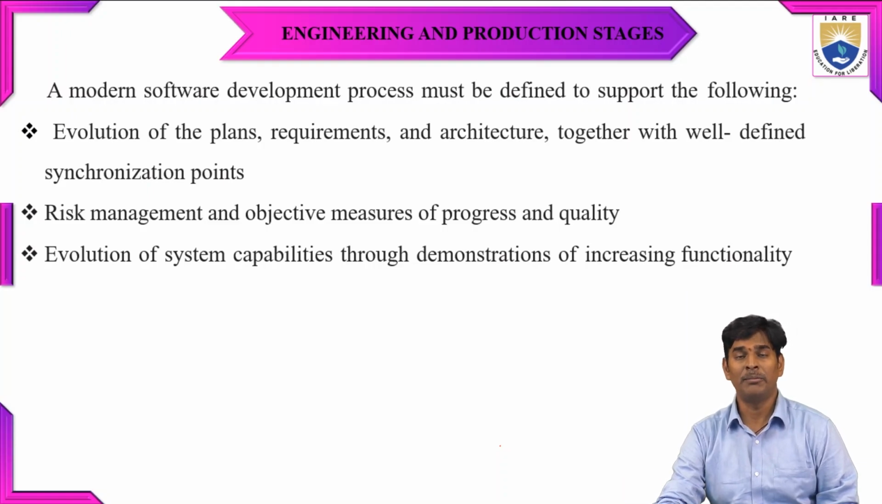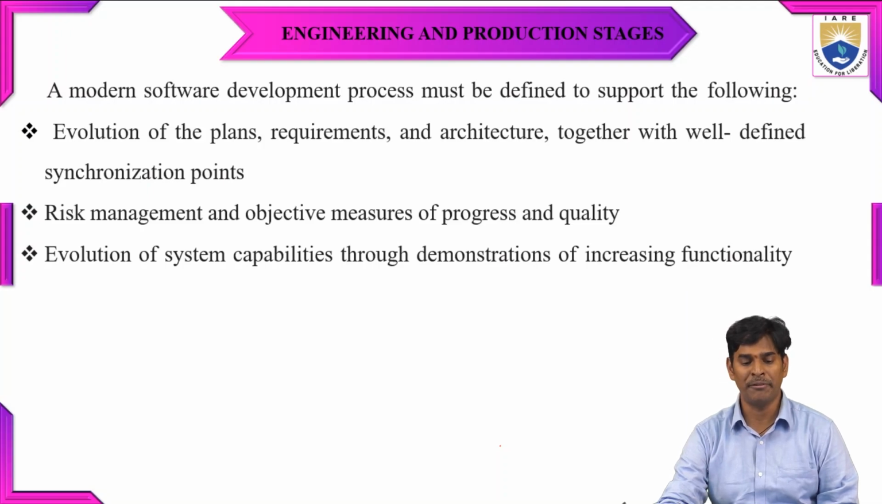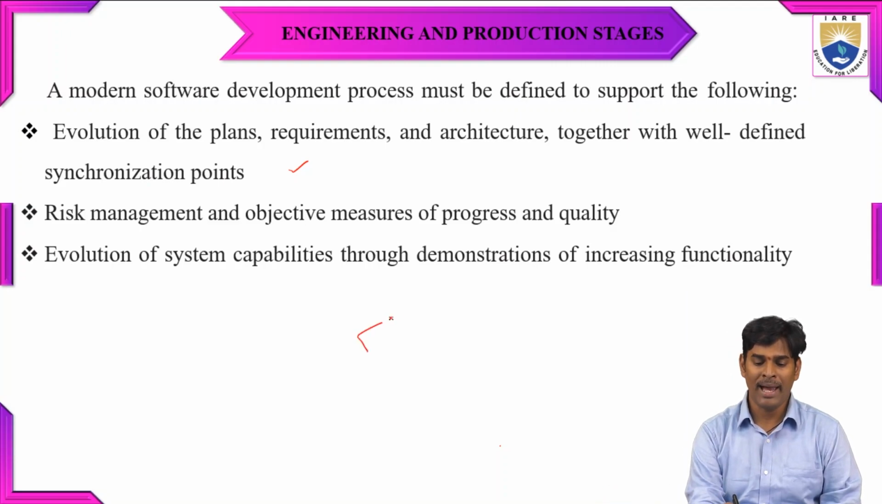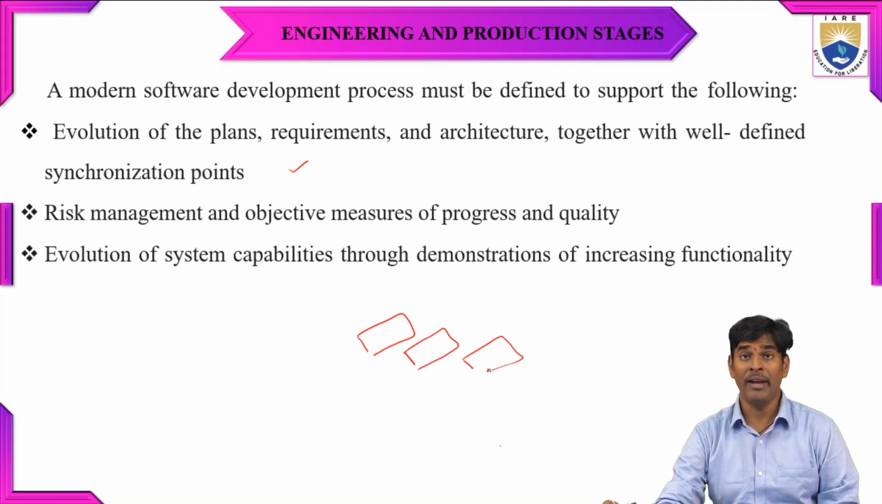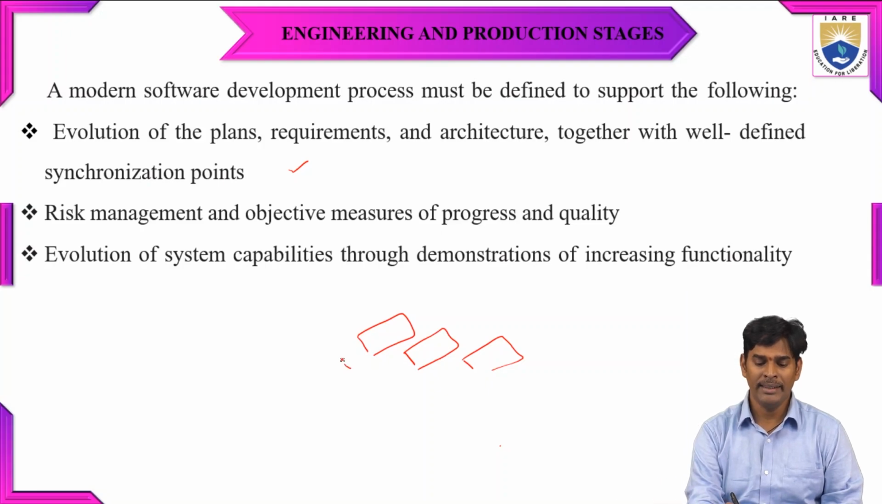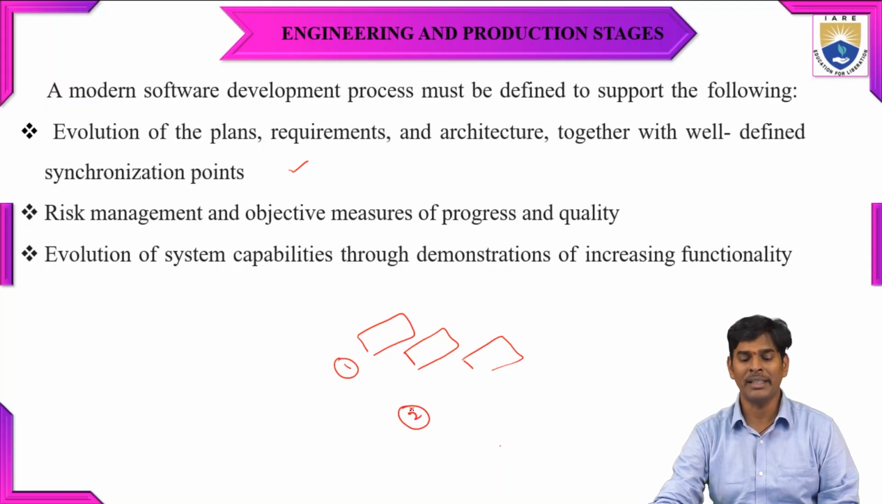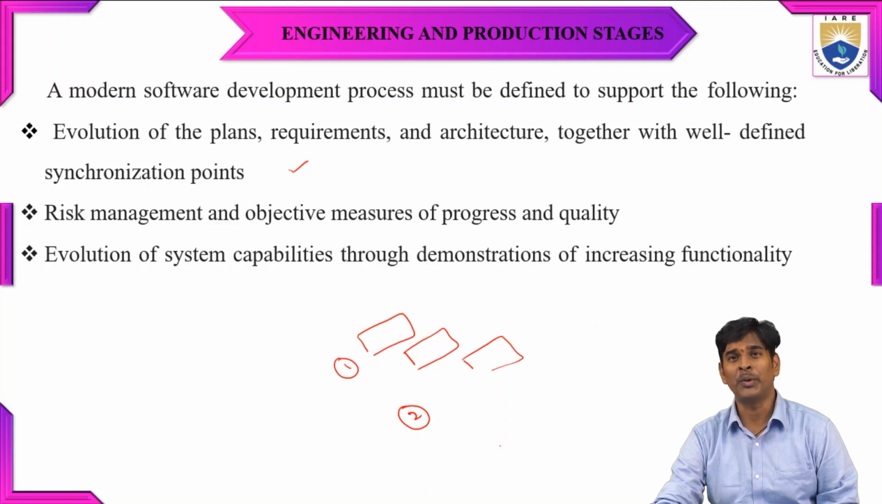Mainly when you are considering the modern software development process, we need to define the evaluation. The plan must be accordingly, and requirements and architecture must be synchronized. So the plans, the requirements, and the architecture must be well defined. That is the first point. The next point is risk management and how they are going to measure the objectives, the progress, and check the quality. They need to check how much risk they are going to identify by using risk management.